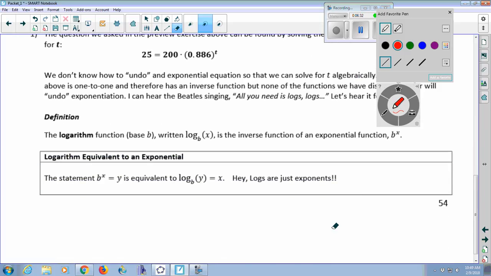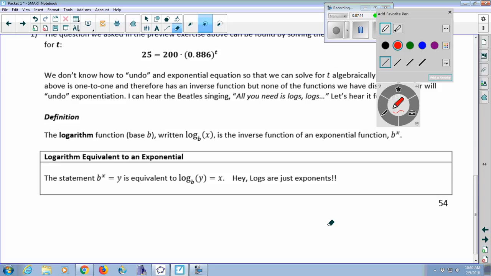A logarithmic function that has base b is written this way: log base b of x. This is your input into your log function. This little term right here is called the argument. Sometimes I might say, what's the argument? It's just the input. It's the inverse function of the exponential function that has exactly the same base, b to the x. It's just an artifact of the variables here. All right, so here we go.